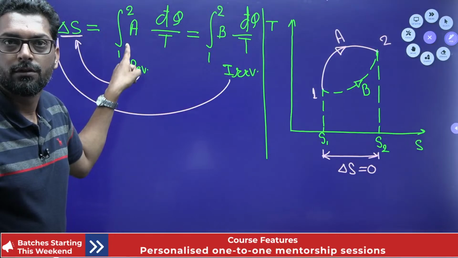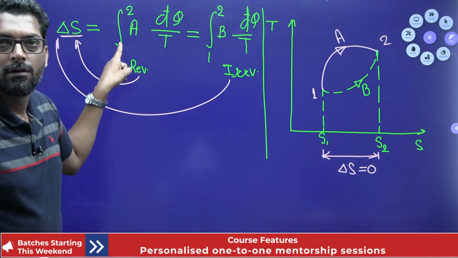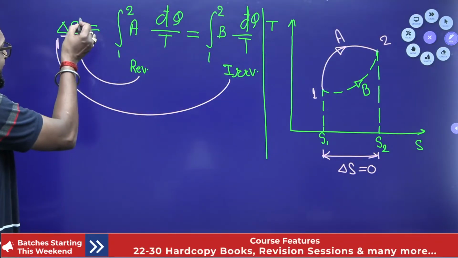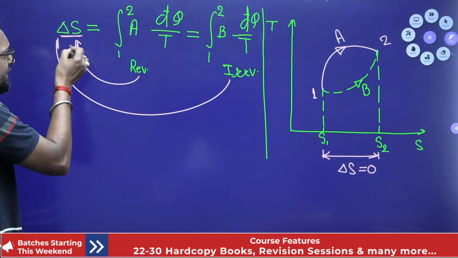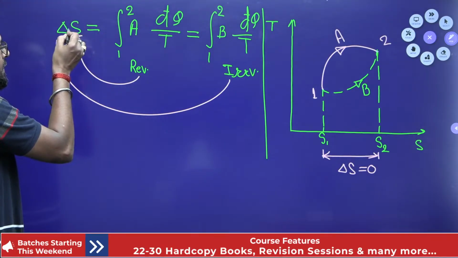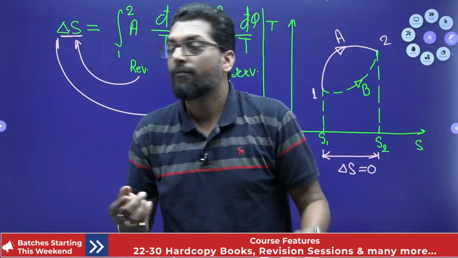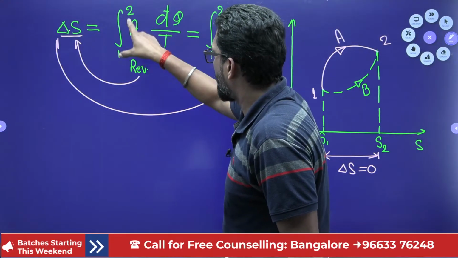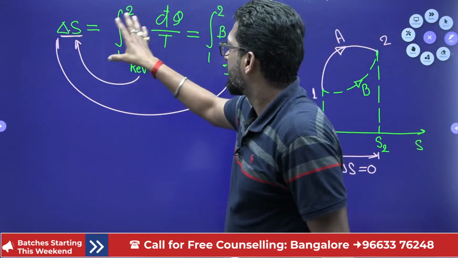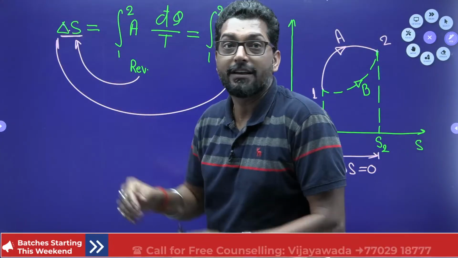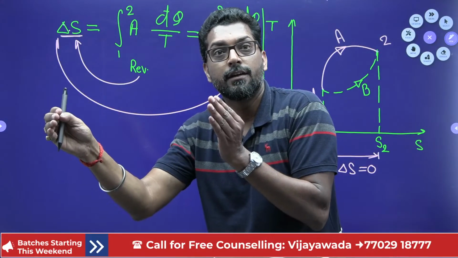See the beauty. That means the change in entropy is 0. That means S2 minus S1 is 0. The change in entropy is 0. That means what? The process 1 to 2, this S2 minus S1 is 0. Not a cycle. This is a process.